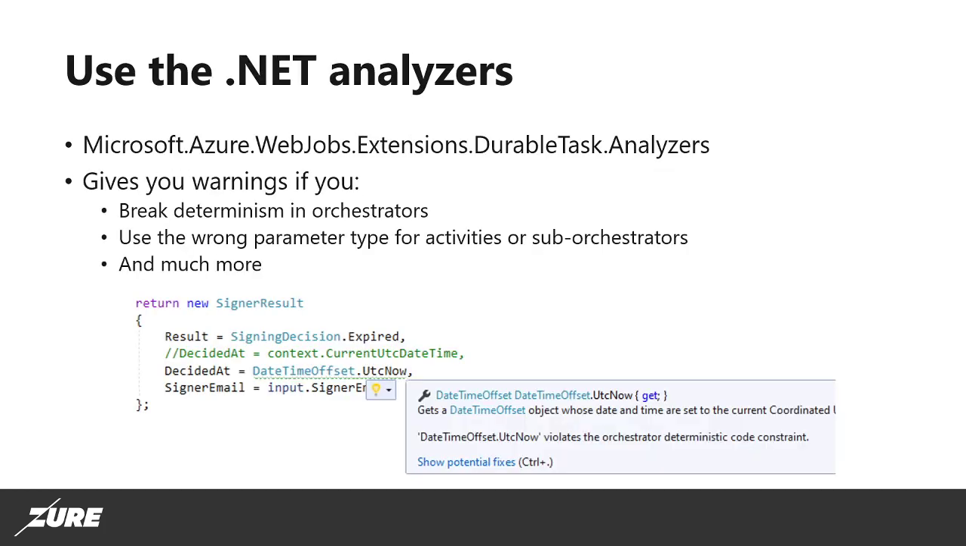If you do build these functions with C#.NET, I do recommend you use the analyzers package because it gives you a lot of very useful warnings. For example, if you use DateTime.UtcNow, it'll tell you, hey, this isn't okay to do in an orchestrator. And a bunch of other things as well.